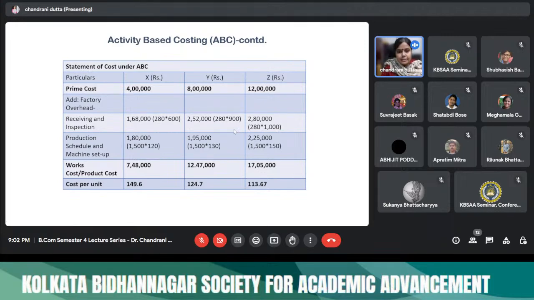The production scheduling activity and this is the setup. Okay, 1500 into 120 setups, 1500 into 130 setups, 1500 into 150 setups. Based on that you are charging the overhead, so that gives you again the product cost: 7,48,000, 12,47 — it's a typo error, it's 12,47,000 — and 17,05,000. So now if you see the cost per unit, it's just the reverse. Z is having the least, whereas under traditional, Z was having the maximum, and X is having the maximum out here.